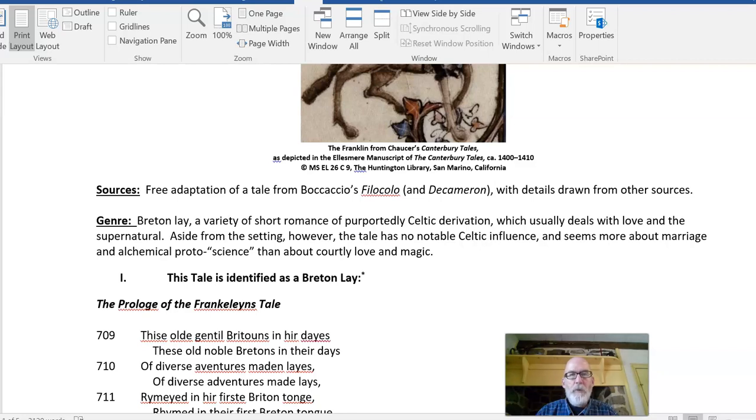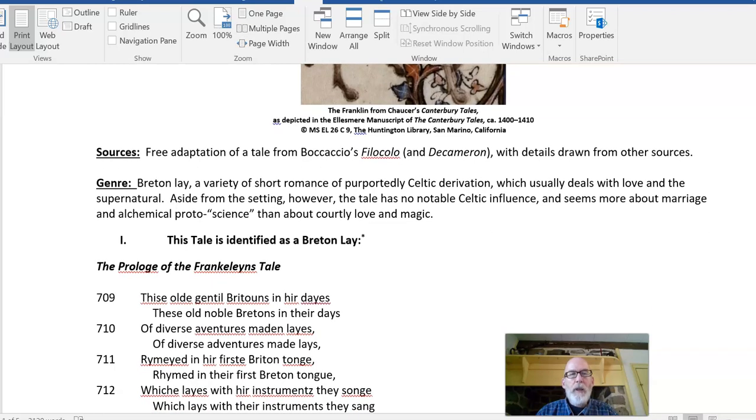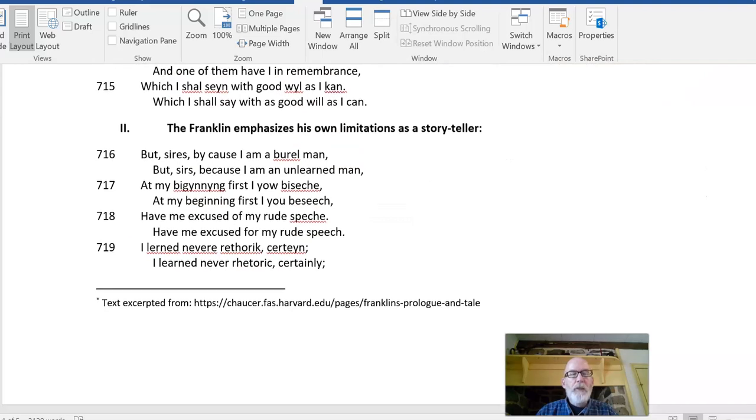You know, it's purported to be a Breton lay, although it doesn't really have a lot of the attributes of the Breton lay. In any case, then I break it up and I talk about how in the first passage here it is identified as a Breton lay. The second passage, the Franklin talks about how he's not a very good storyteller, which is kind of a classic generic riff that you would get from anyone who was, especially of the lower classes.